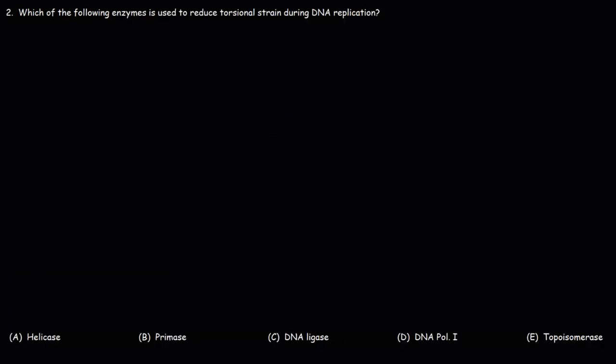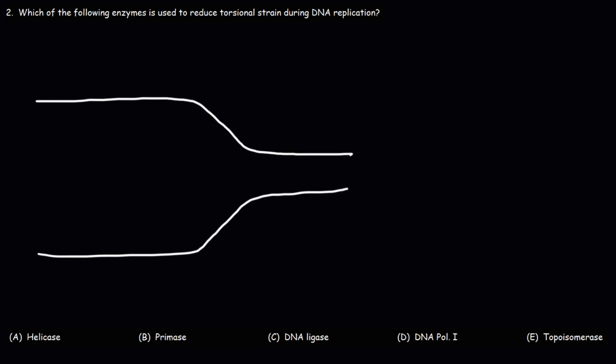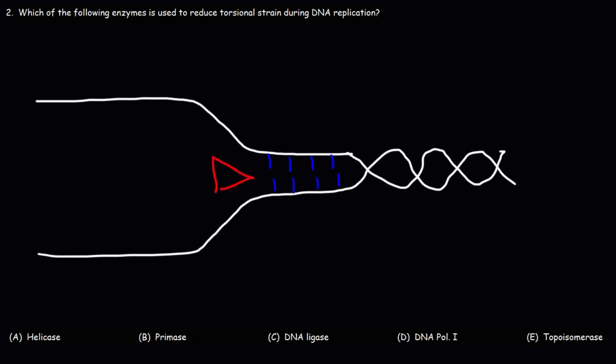Number 2, which of the following enzymes is used to reduce torsional strain during DNA replication? Is it helicase, primase, DNA ligase, DNA polymerase 1, or topoisomerase? What would you say? Feel free to pause the video to work on it. So we know the answer is not A. As we said before, helicase is the enzyme that breaks the hydrogen bonds, thus separating the 2 strands. So A is out.